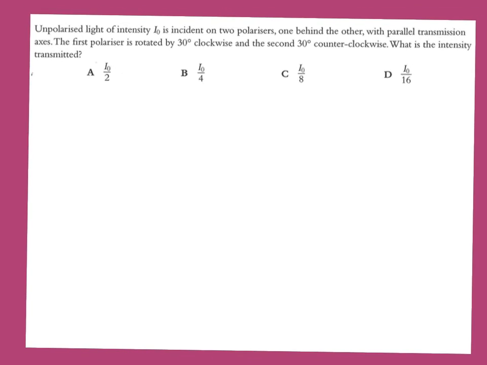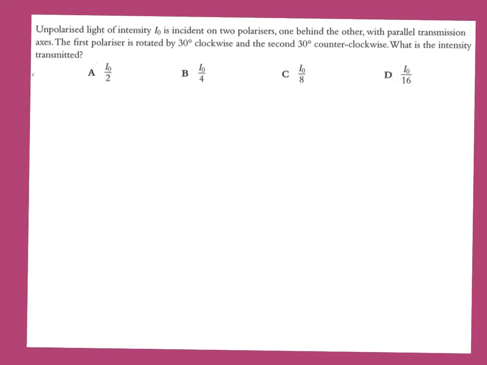Ooh, how about this? Unpolarized light of intensity I naught is incident on 2 polarizers, one behind the other with parallel transmission axes. The first polarizer is rotated by 30 degrees clockwise, and the second 30 degrees counterclockwise. What is the intensity transmitted?